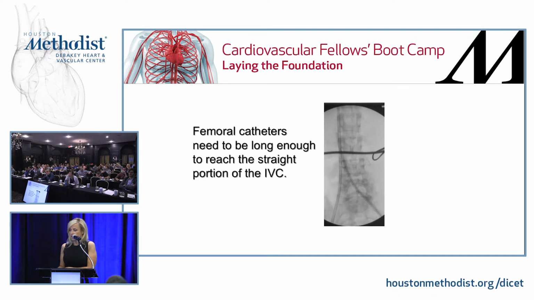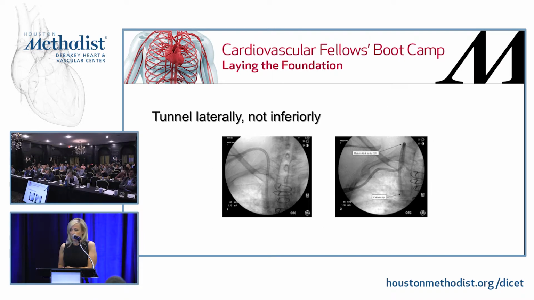You can see here that this catheter, coming from the patient's left side, would be sitting against the wall of the vena cava, and so it's not ideal. You really want something that's going to stay in the straight portion to minimize any kind of fibrin sheath development.